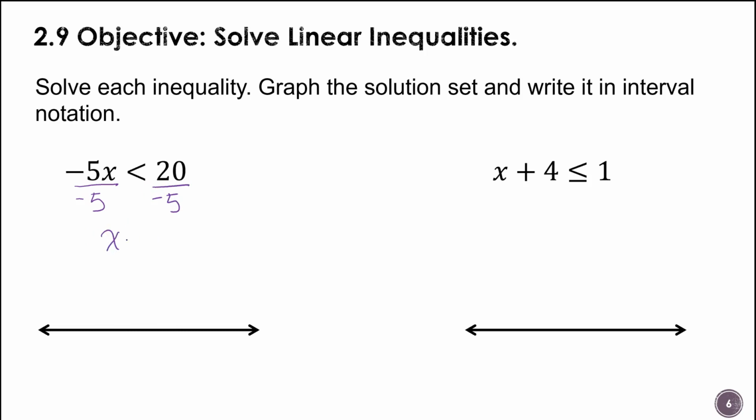And rewrite that. Now remember, I have to switch directions because I multiplied by a negative, or divided. I divided by a negative. So then, when I get on this next step, I make that greater than negative 4.